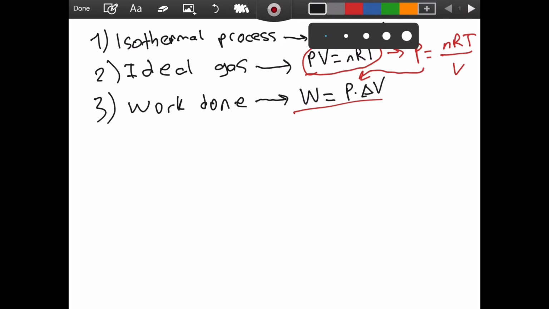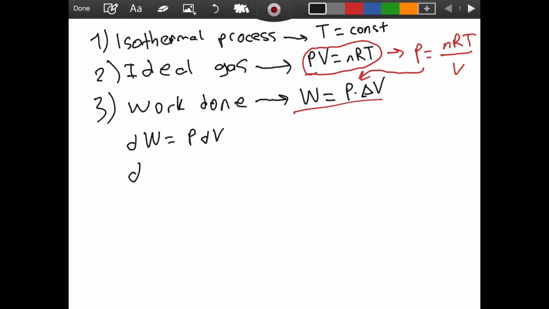The more formal definition of work would be dW is equal to P dV. So if we substitute now here, this red part, we have dW is equal to, instead of P, I am writing nRT over the volume, and we have dV.